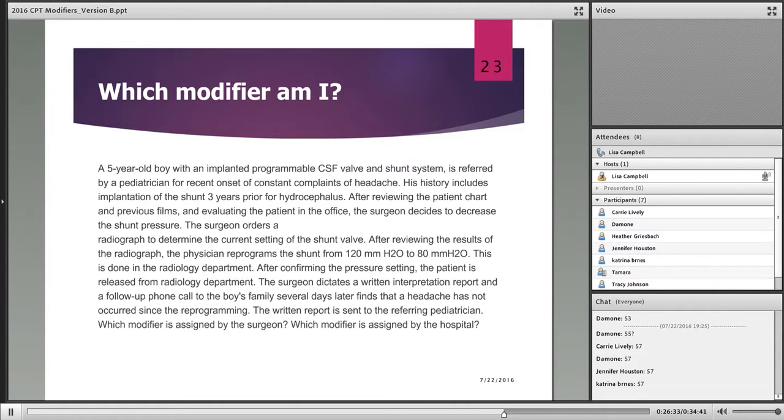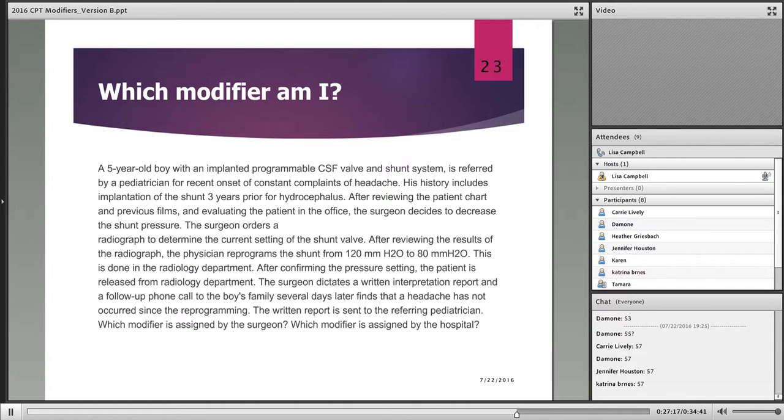The surgeon orders a radiograph to determine the current setting of the shunt valve. After reviewing the results of the radiograph, the physician reprograms the shunt from 120 mm to 80. This is done in the radiology department. After confirming the pressure setting, the patient is released from the radiology department. The surgeon dictates a written interpretation and report, and a follow-up phone call to the boy's family several days later finds that the headache has not occurred since reprogramming. The written report is sent to the referring pediatrician.